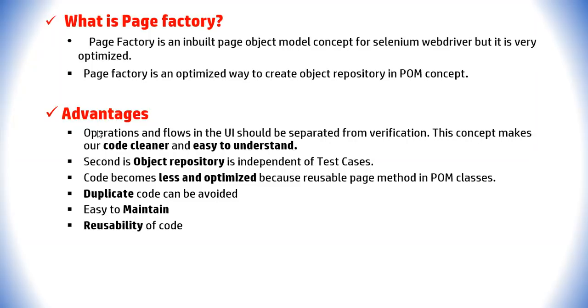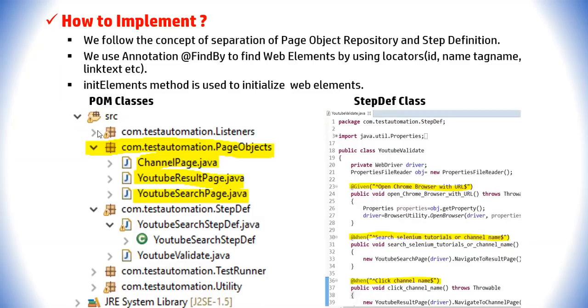So code becomes less and optimized because of the reusable page methods in the POM classes. All action methods will be implemented in the corresponding page classes itself, so duplicate code can be avoided. It is easy to maintain if you have a separate page object repository and step definition file or test cases. Easy to maintain, and reusability of the code will be more.